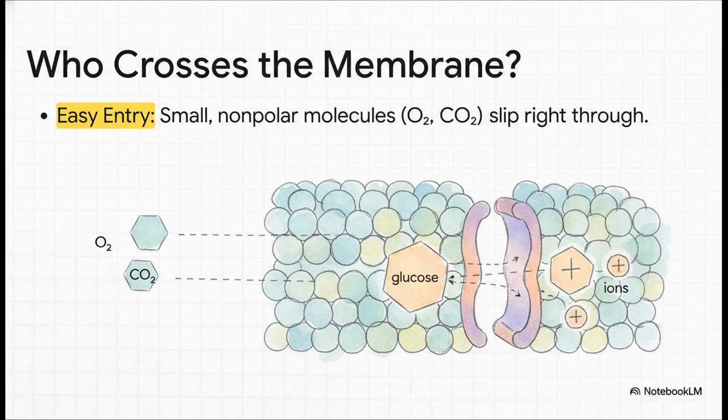But for pretty much everything else, we're talking water, glucose, and especially charged ions like sodium or potassium, that oily core of the membrane is a total roadblock. They absolutely cannot get through on their own. They need that passport. They need an escort. And that comes in the form of those protein channels and transporters we were talking about.